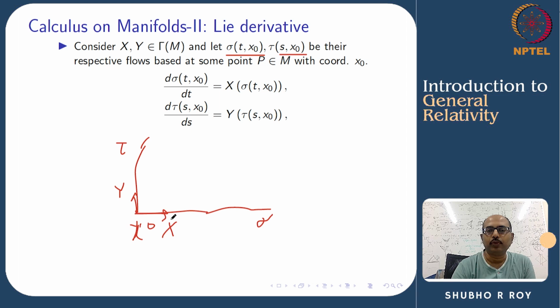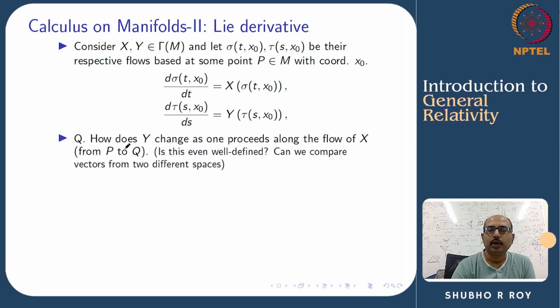And then you can ask the question: if I take this vector y and compare, because y is a vector field, it is defined everywhere. How does y change as I go along the flow of x? This is the question. How does y change as one proceeds along the flow?